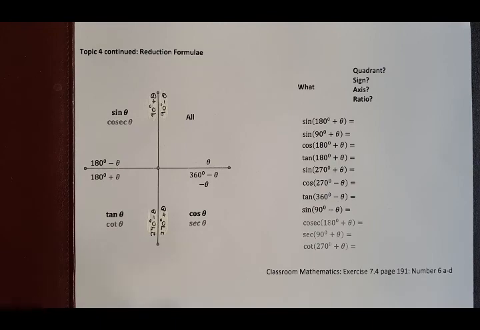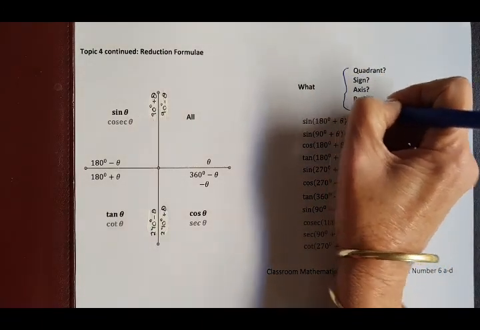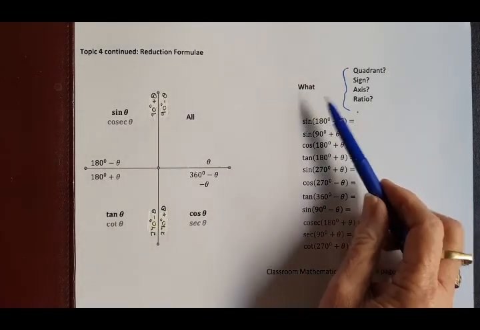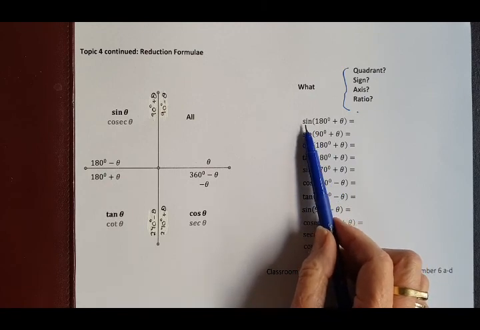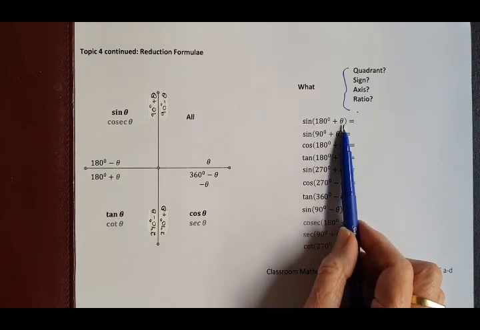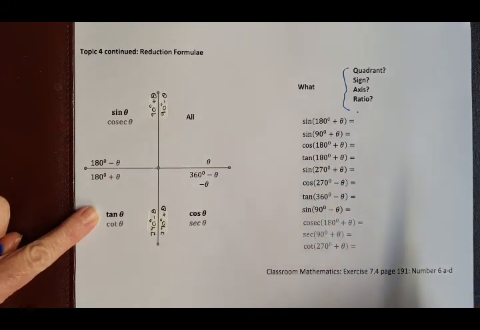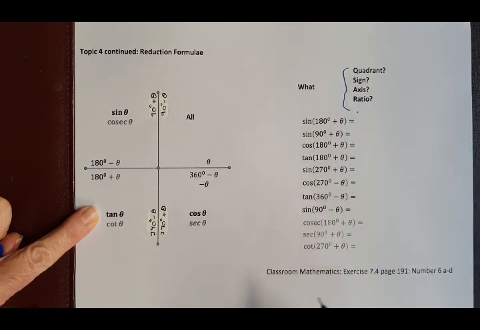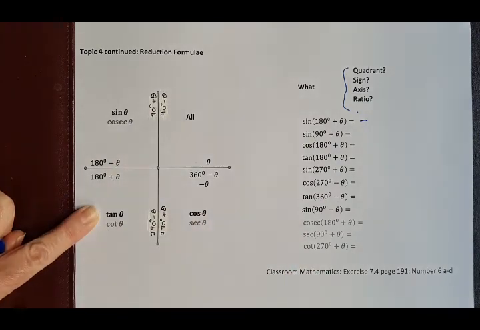But all you actually have to remember is how to work these things out. And my suggestion is you ask yourselves 4 what questions. First of all, what quadrant are you in? Okay, so let's take this first example, sine of 180 plus theta. 180 plus theta is in the third quadrant. Then ask yourself what sign, S-I-G-N, in the third quadrant, sine is equal to a negative value.